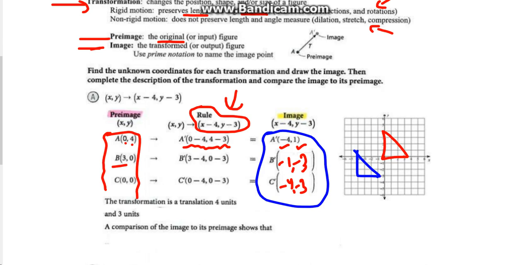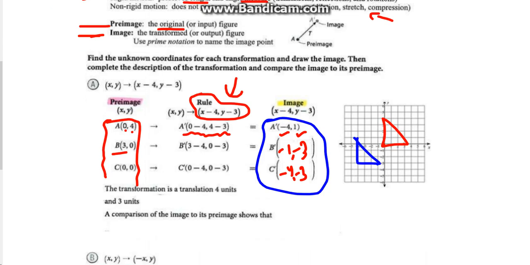So what happened here? This is called a translation. The figure just slid left, right, up, down. My rule tells me what happened. Minus 4 on the x means left. If it would have been plus, it would have been right. So the transformation is 4 units to the left. Then 3 units on the y value, it's up and down. Minus is down. If it would have been plus, it would have been up. So that's my transformation: 4 units left, 3 units down.